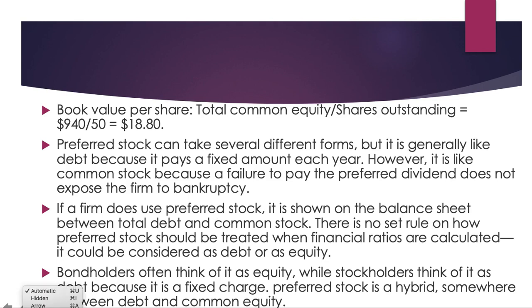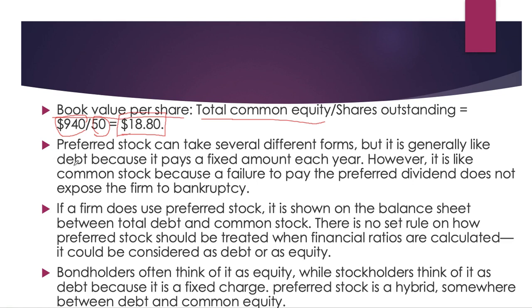For example, again for this company, we can calculate the book value per share because we know that we have 50 million shares, and then we should calculate this. We should use this total common equity, which is given as 940 million. Both of them are denominated in millions, so the book value per share for this company is obtained as $18.80.